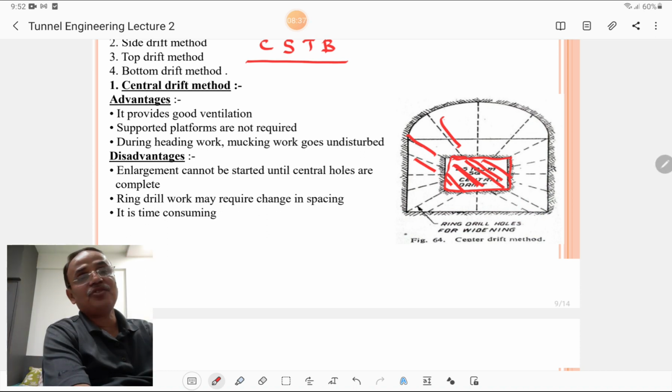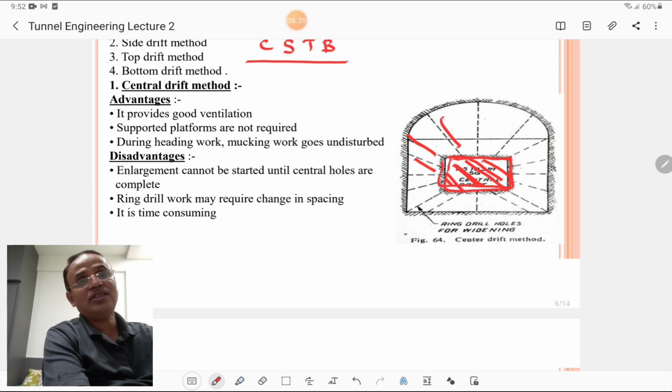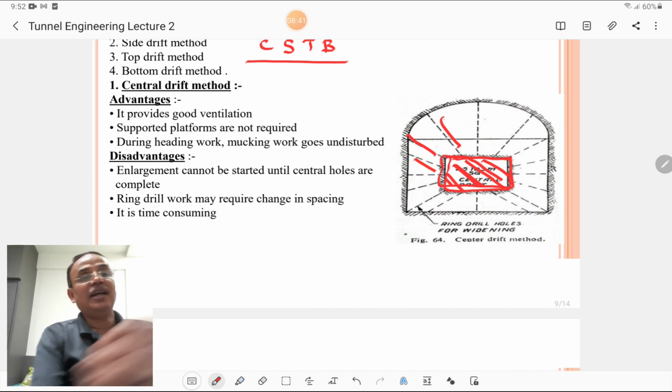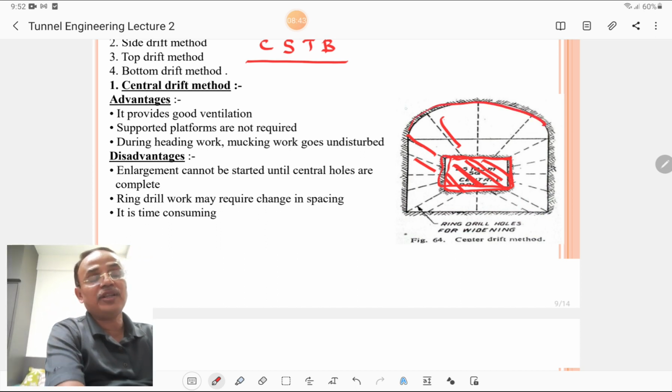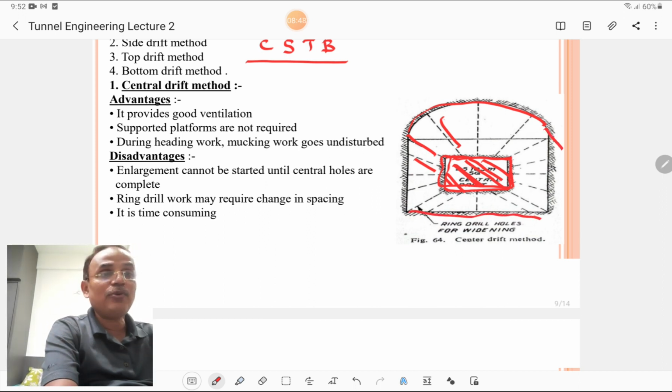And this central rectangular portion is the central drift. Okay. And this top portion is the roof of the tunnel, and this is the bottom portion of the tunnel, and these are the side walls of the tunnel. These terms are important in tunneling.